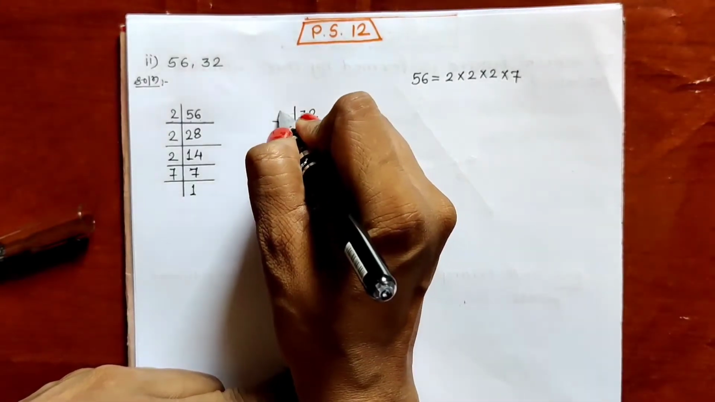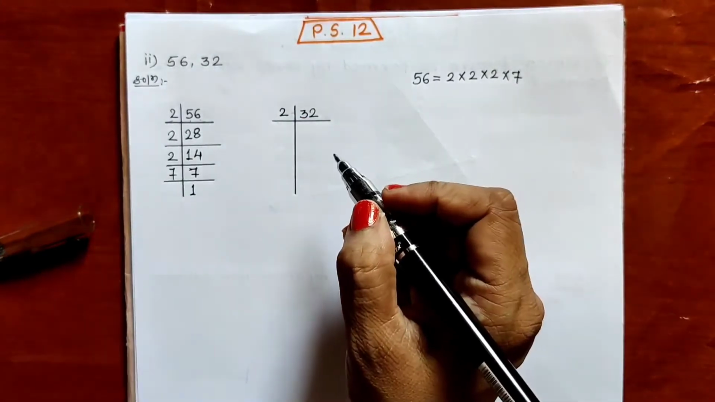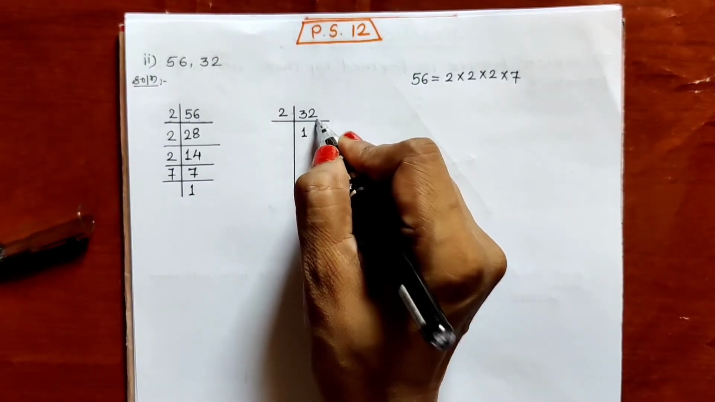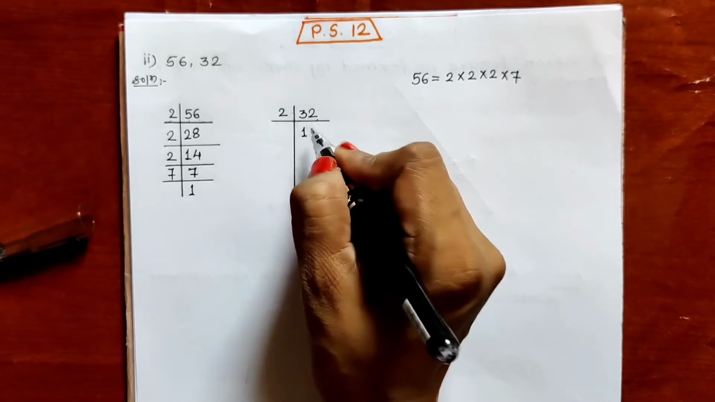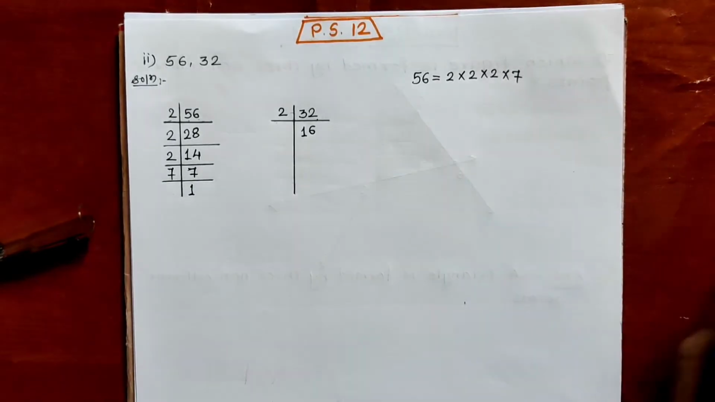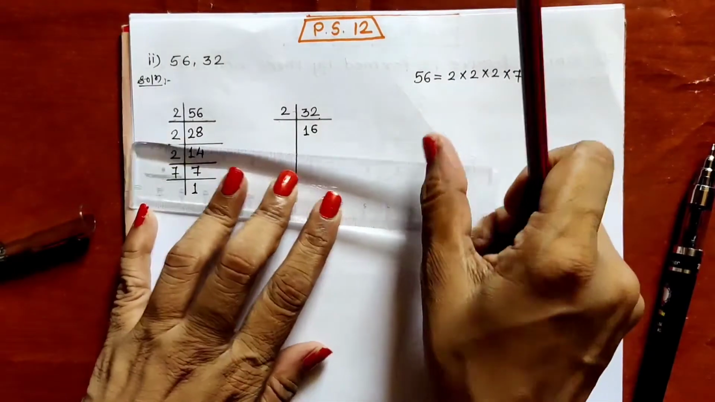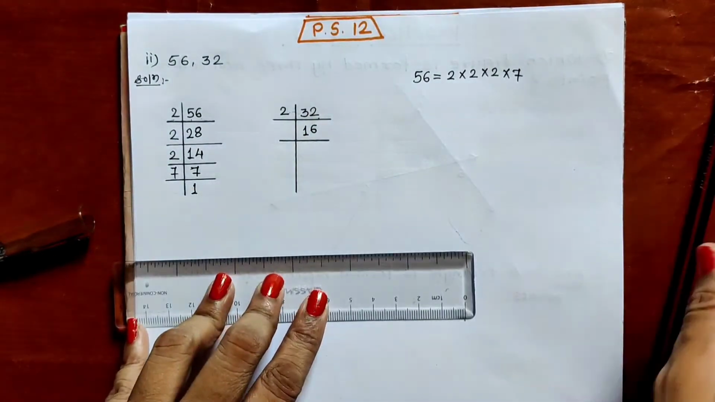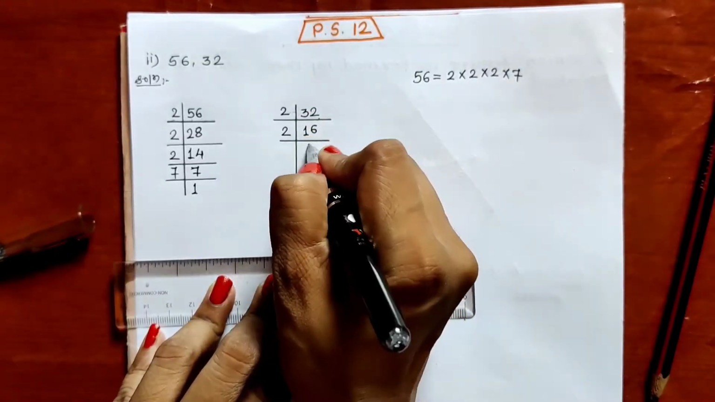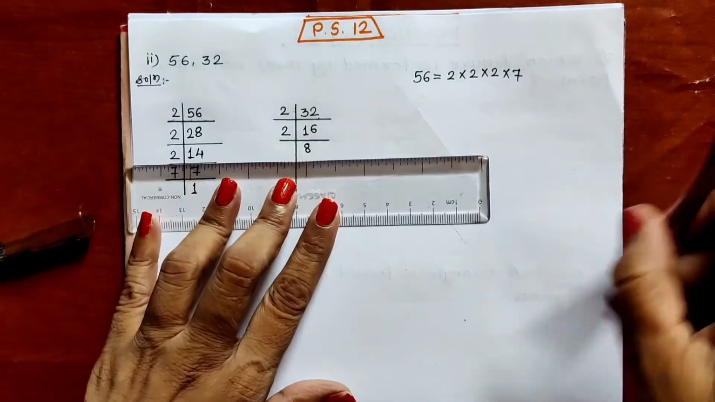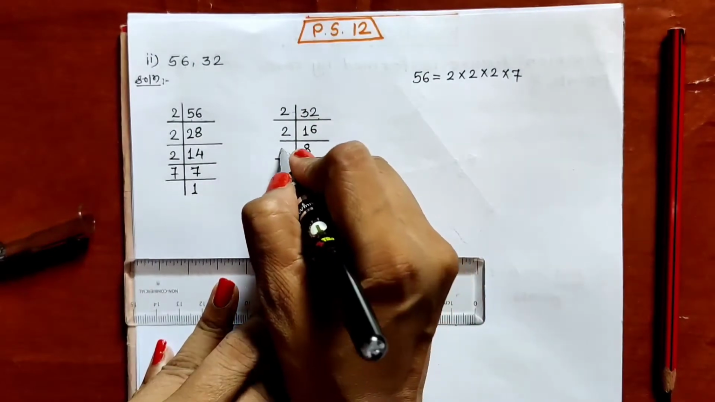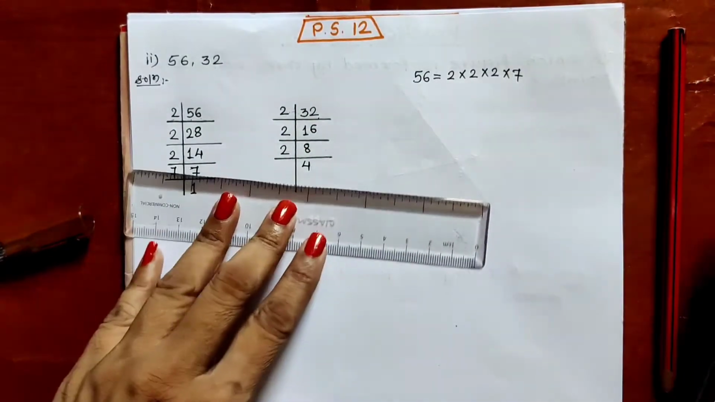So 32 is divisible by 2. 2 1s are 2. 3 minus 2, 1 remaining. This 2 is 12. So 2 6s are 12. We are getting 16. 16 is again an even number. 6 is in the unit place. So it is again divisible by 2. 2 8s are 16. 8 we have got, which is an even number again. It is again divisible by 2. 2 4s are 8. 4 we have got.